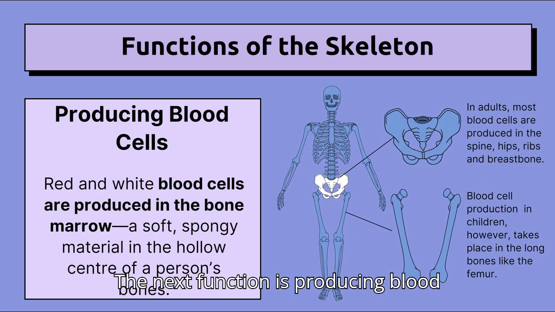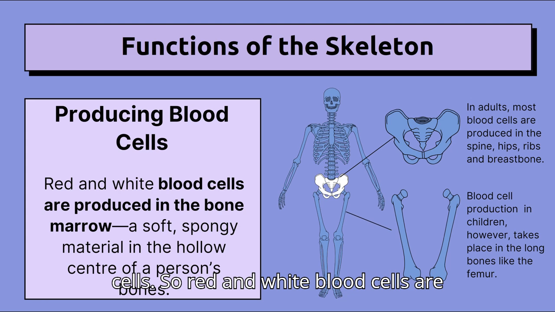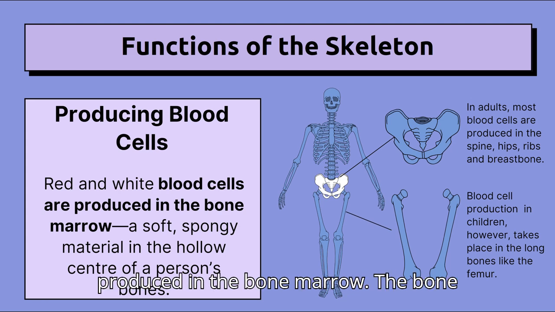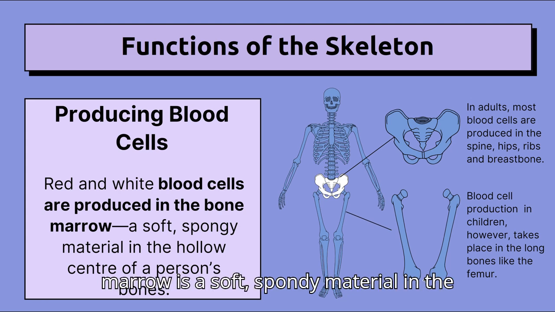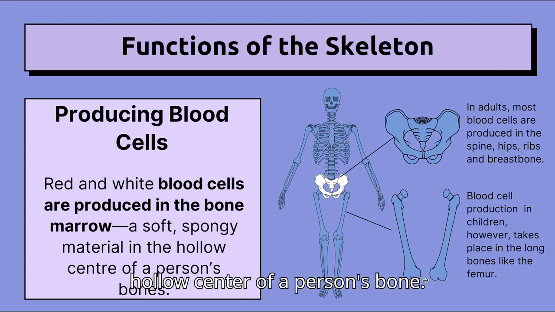The next function is producing blood cells. So red and white blood cells are produced in the bone marrow. The bone marrow is a soft, spongy material in the hollow center of a person's bone.